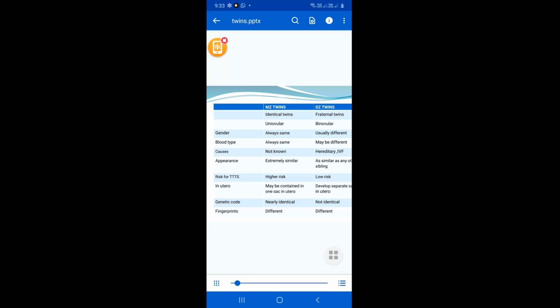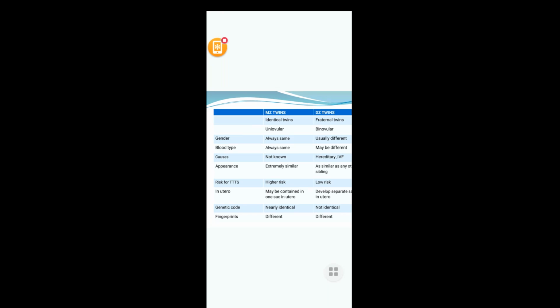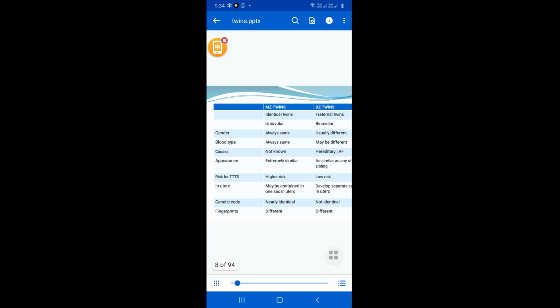Usually dizygotic twins are hereditary or result from IVF pregnancies, because we implant more embryos, so there will be more chances of twin pregnancies in IVF. Appearance, usually they won't be similar, like monozygotic twins. Twin to twin transfusion syndrome is very low, because here there will be two different placentas and two different sacs. Did you get this? The difference between monozygotic twins and dizygotic twins. This is very important for you at this stage.